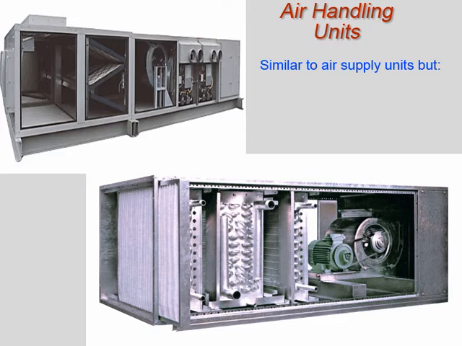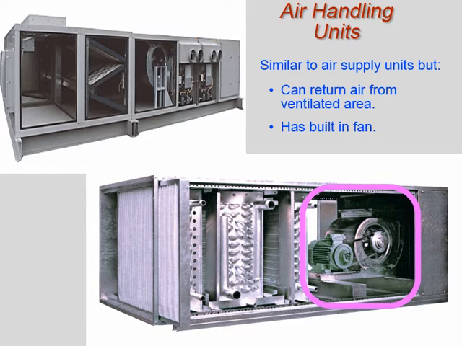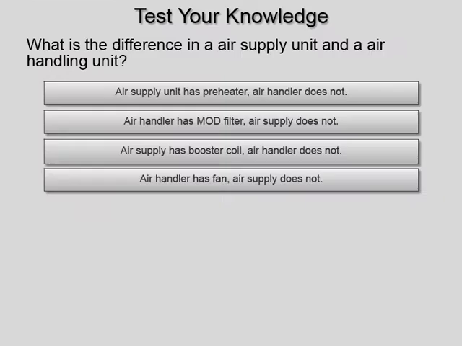Air handling units are similar to air supply units except that they can return air from the area and mix it with outside air and have a built-in fan. Recirculating building air reduces the heating and cooling load by returning heated or cooled air to the unit from inside the building or area.